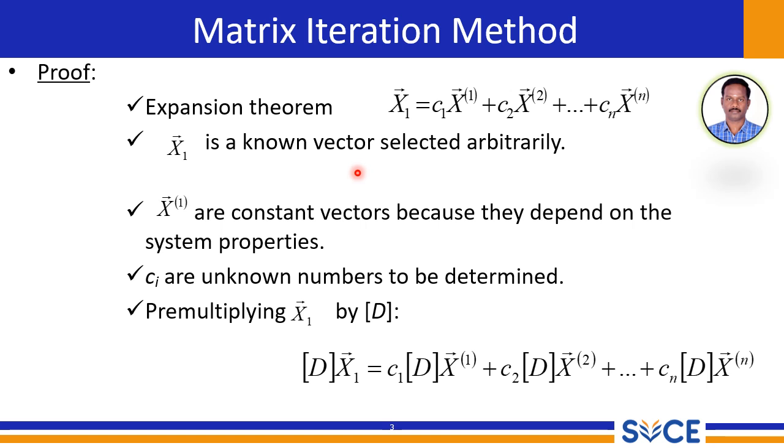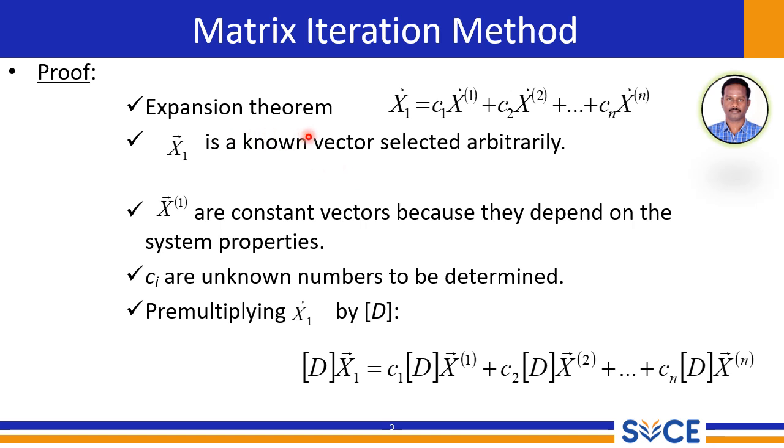We have previously discussed the matrix iteration method for finding natural frequencies. Now let's delve into the theoretical foundation behind this method by examining the beginning of its proof, which relies on the concept of the expansion theorem.